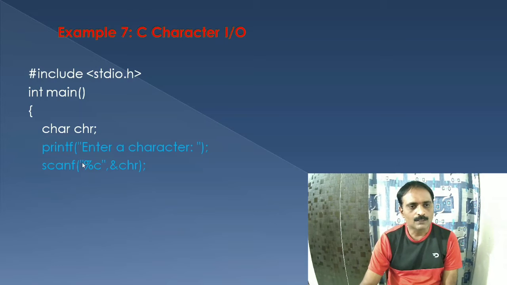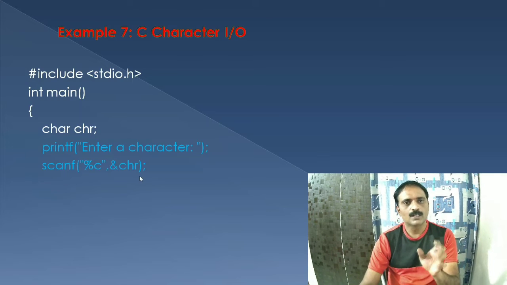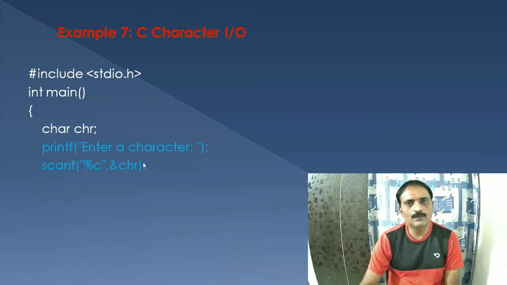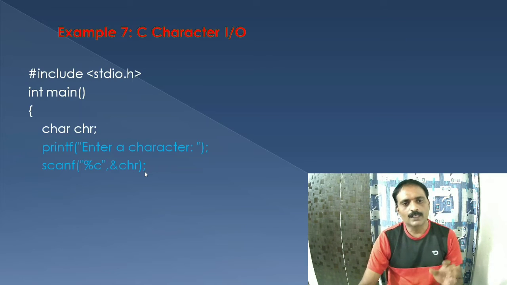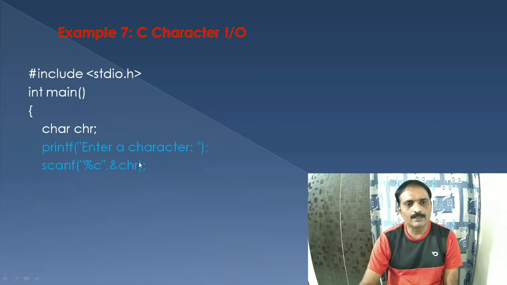For that, the syntax is scanf within double quotations %c. %c is the format specifier to give a character as the input, and &chr, just like we have done for the integer and real variables. Here also the character variable is to be specified in this way. So now we can assign some character value here, some alphabet or something like that.